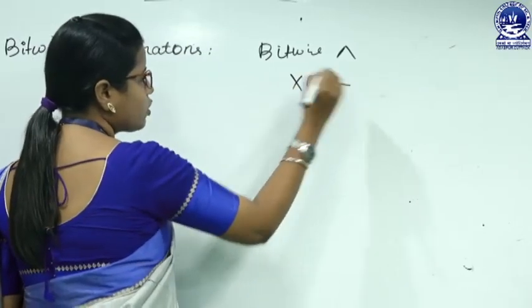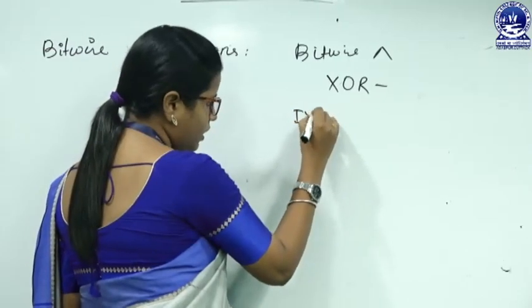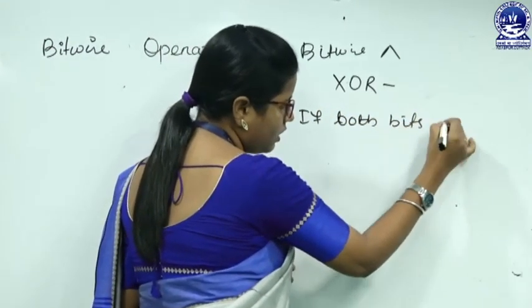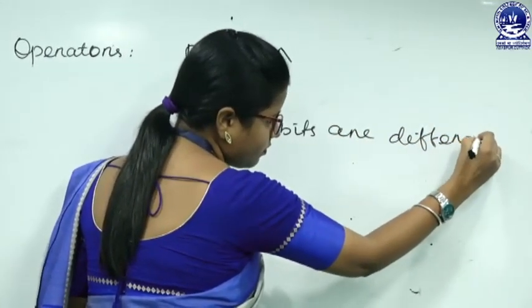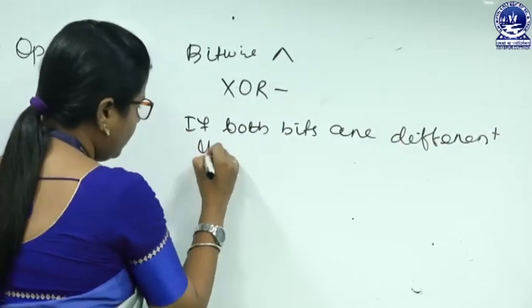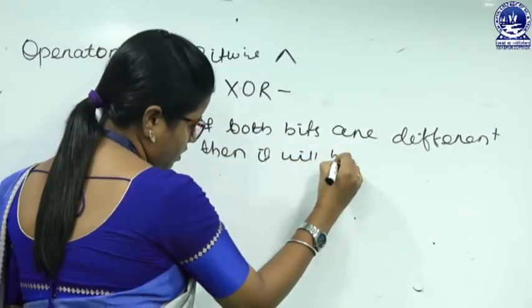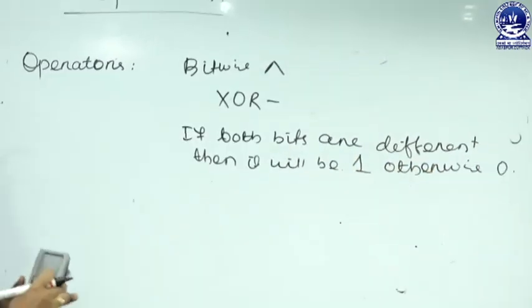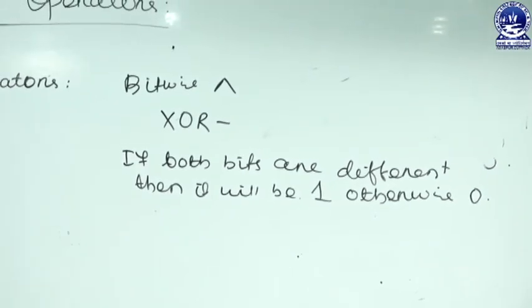That means exclusive OR operator. So the rule says if both bits are different, then it will be 1, otherwise 0.